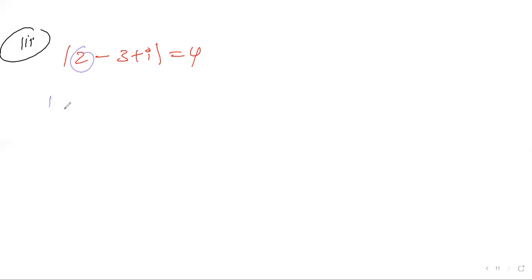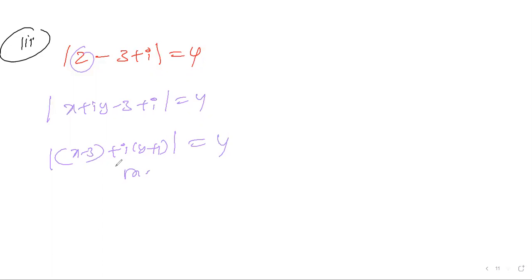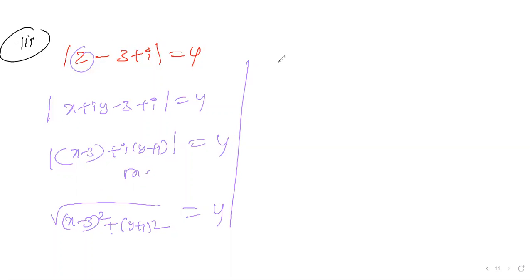Nothing more, just write out z first before going to the modulus. z minus 3 plus i is equal to 4. This I can write as x minus 3 plus i times y plus 1 is equal to 0. Now you can open the modulus. Modulus open means what can you get? a square plus b square is equal to 4. Clear? Next, I take squaring on both sides because the root is there. What do you get? x minus 3 whole square plus y plus 1 whole square is equal to 4 square.